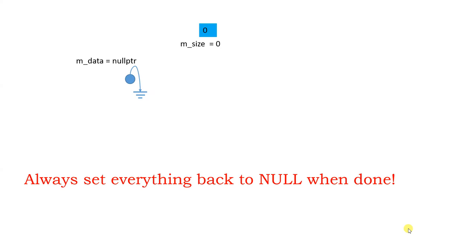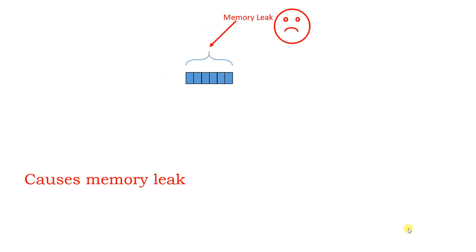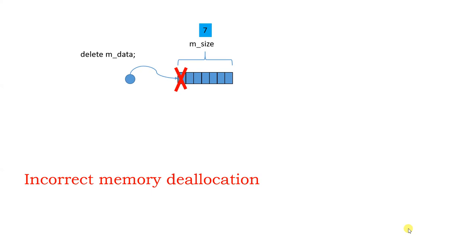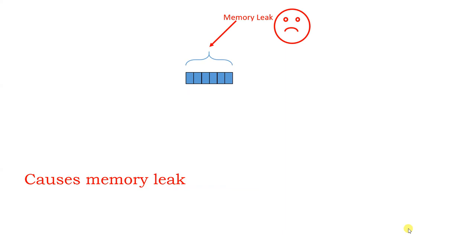But of course, if in one routine you are deleting and immediately you want to allocate, then why set it to null? Because you know what's going to happen next. You don't need to go through nullification of the thing. But again, always remember, if by mistake you delete not the same way that you allocated, which means I deleted M data without the square brackets, you're only deleting the first element. The rest become memory leak again, which we don't want.